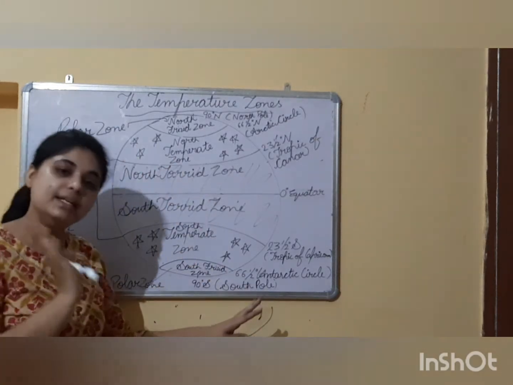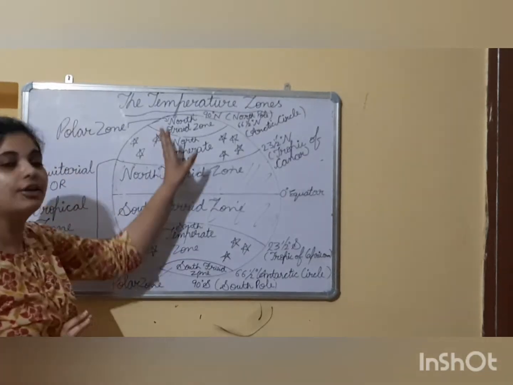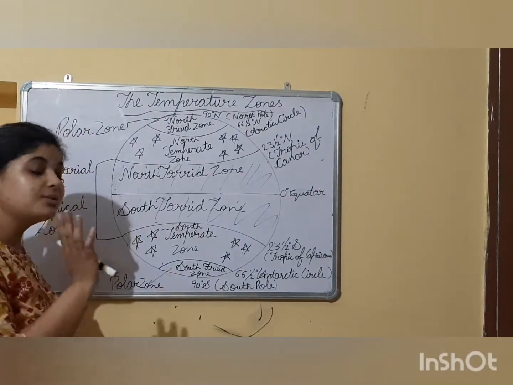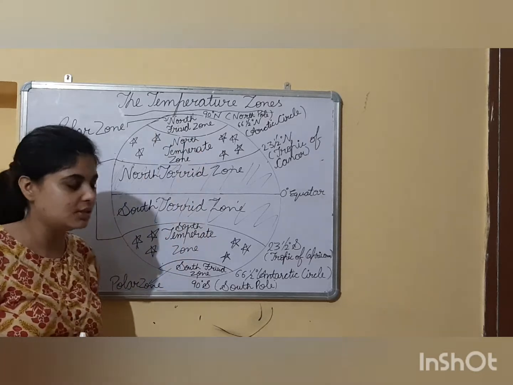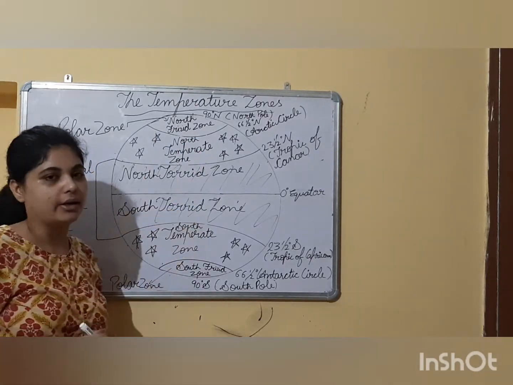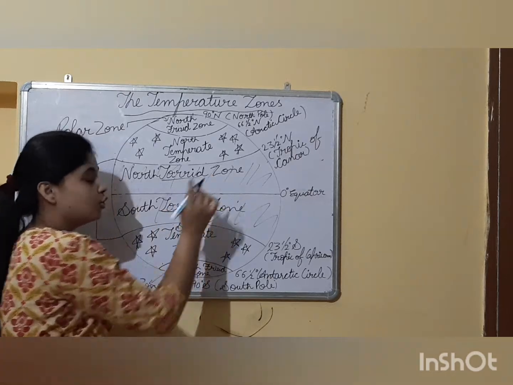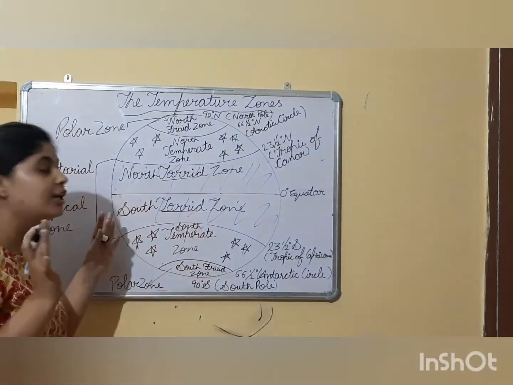Because of the intensity of the sunlight, Earth is divided into three different zones. Now comes the basic point, that what exactly this torrid, temperate and frigid means. So first we will discuss about torrid. Torrid means heat. Torrid means very, very hot.